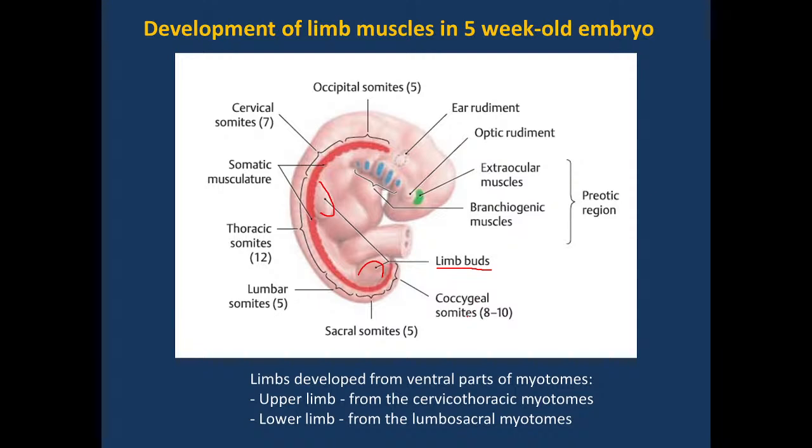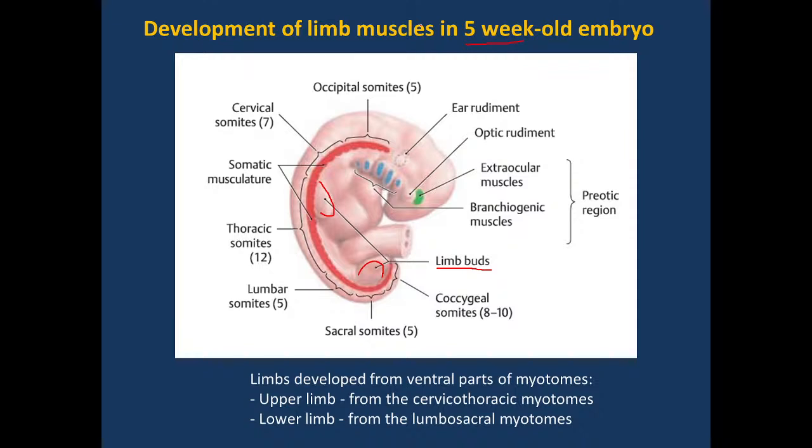And they usually are visible from the 5 week of embryo development, and this is the time when limbs start to grow from 5 week.